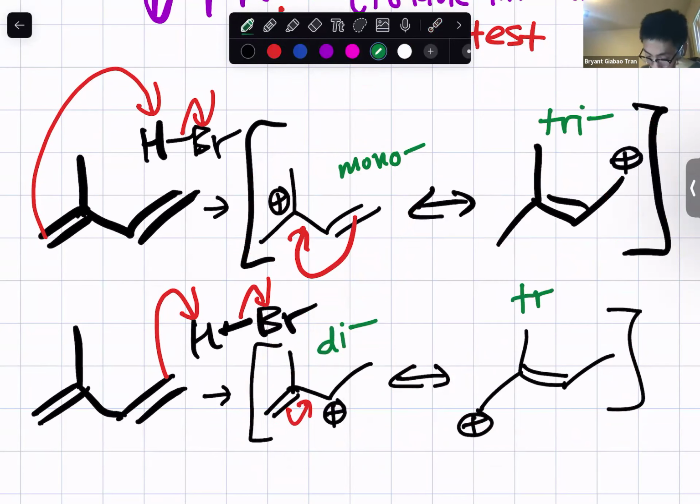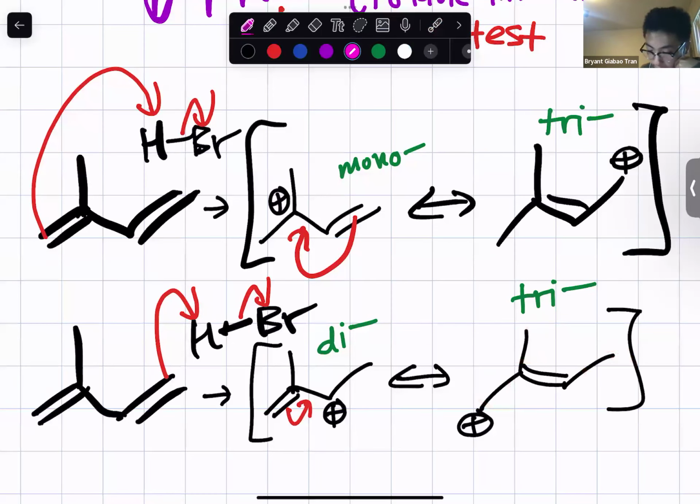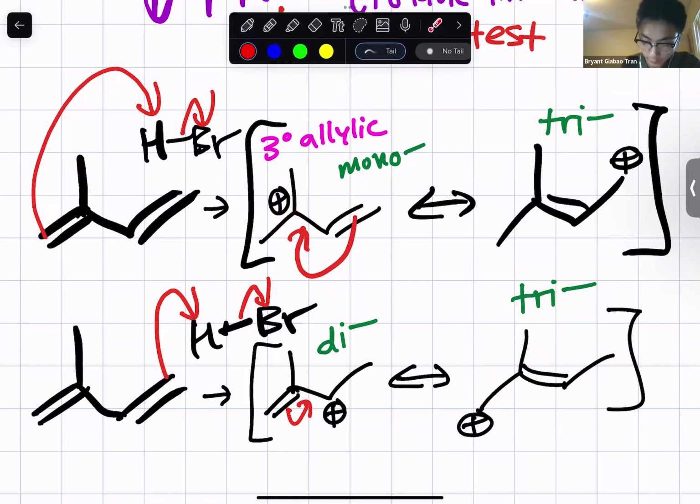This is tri-substituted because it is bonded to 3 R groups. Now, let's move on to classifying the carbocations. This carbocation here is tertiary allylic. It is tertiary because it is attached to 3 other carbons and it is on the allylic position, one away from the double bond there.